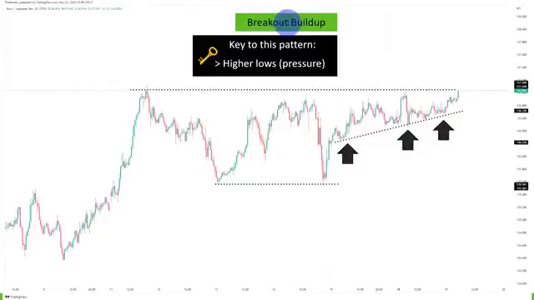And I've talked about this as well in the past. So you can just go to my YouTube channel and do a quick search, and then you will find a few videos. And this is generally a continuation and a pre-breakout pattern.